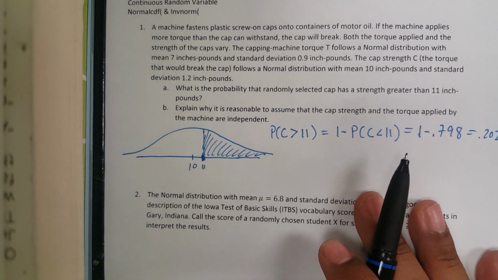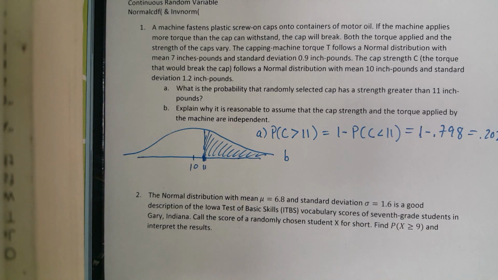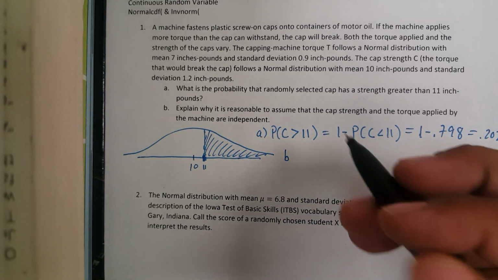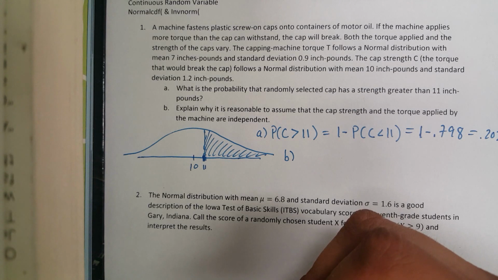Okay, all right. For B, that's A. For B, it says explain why it is reasonable to assume that the cap strength and the torque applied by the machine are independent. Since the torque and the cap are being created by two different machines, then we know that they're going to be independent. So that's pretty much it.